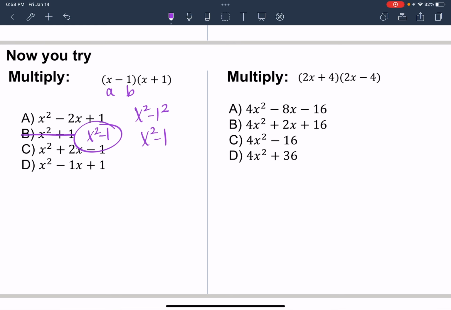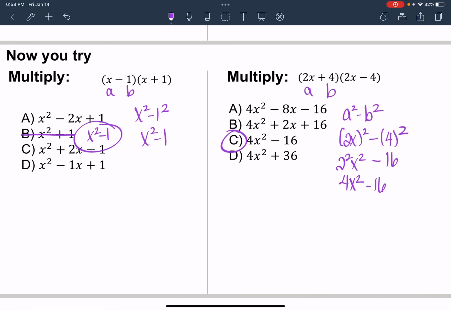On this one, you once again have a and b. So this is a squared minus b squared. So it's going to be 2x squared minus 4 squared. 2x squared is 2 squared x squared. 2 squared x squared is 4x squared. Minus 4 squared is 16. So we have 4x squared minus 16, which is choice C.